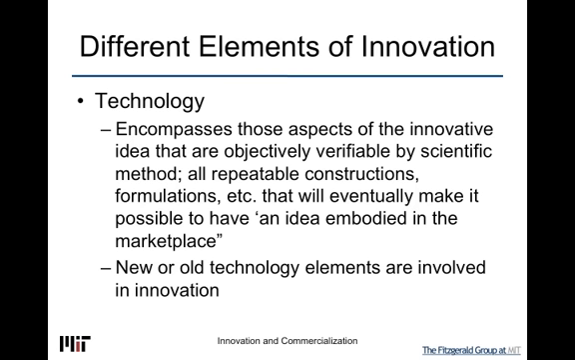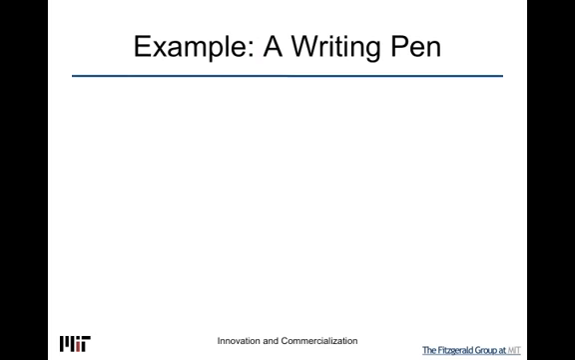So I'd like to go through an example of a writing pen. We purposely choose a very simple example in order to illustrate how to start building this toolkit, how to start thinking about how to innovate with the model that we're presenting. A writing pen is something that is easy to explain, and everyone has experience with it.